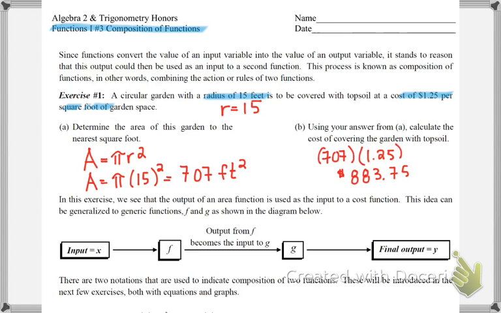Using the diagram below, we're going to generalize for generic functions how this is done. Our input is going to be x, and our output from function f becomes our input for function g, and then that final output is going to be our final y. There are two different notations that are used to indicate a composition of functions. We're going to introduce them in the next few exercises with both equations and graphs.